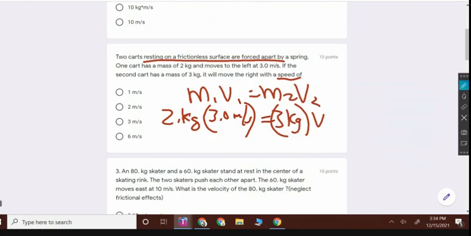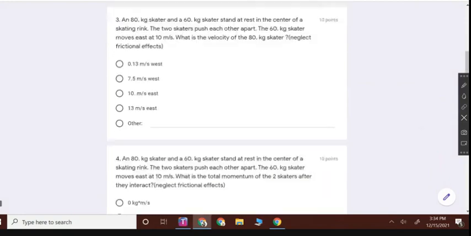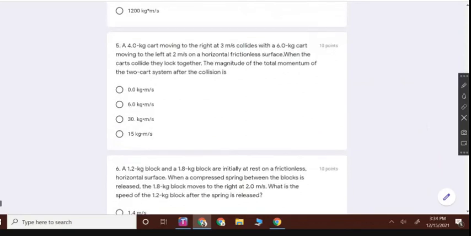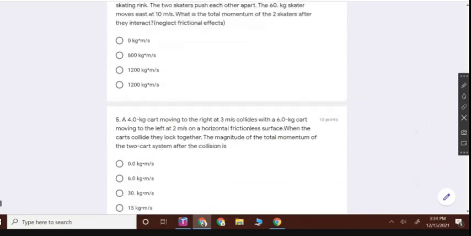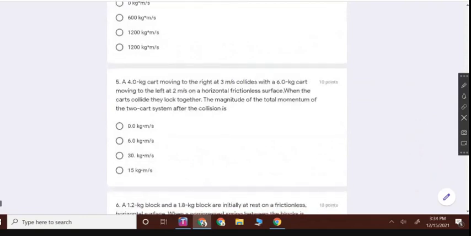Get the picture? Are these like the recoil problems? Yeah, they call them recoil. Now, this is really just the same. Let's do something different though. Ready? Here we go. Let's try this one here. Why don't you do that one?